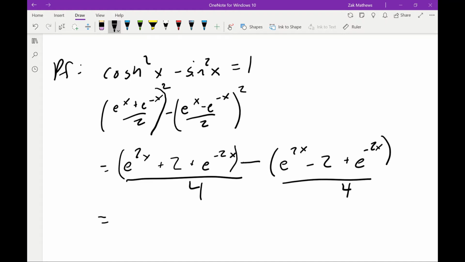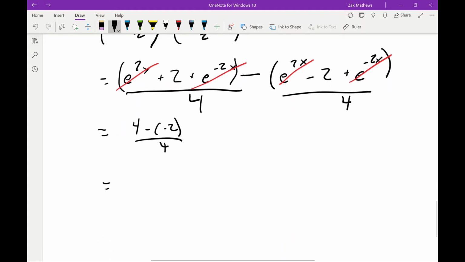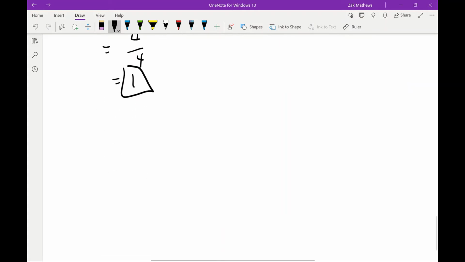If we collect our like terms, we'd have e to the 2x minus e to the 2x, they cancel. E to the negative 2x and e to the negative 2x, they cancel. So we're left with a 2 minus a negative 2 over a 4. And that's simply going to be equal to 4 over 4, which is equal to 1. So we could prove all of these in the same way. We just replace them with what the sinh or the coth or the cosh, whatever they're equal to, we'd simplify, and we'd get 1. I want to move on and talk about the derivatives, however.